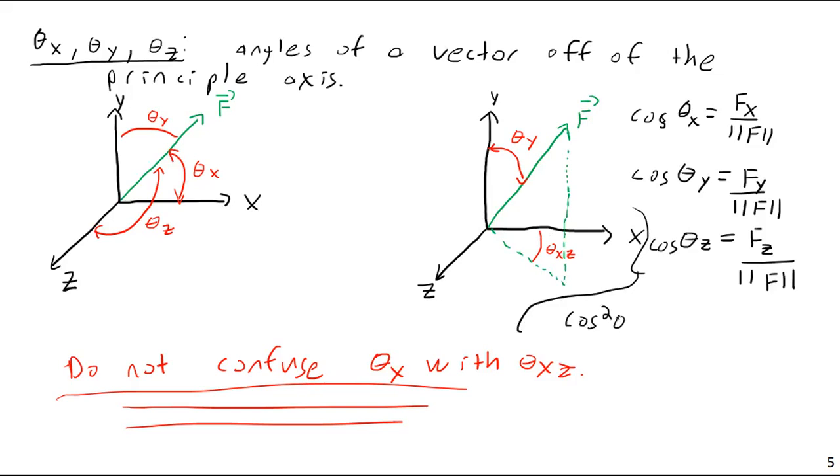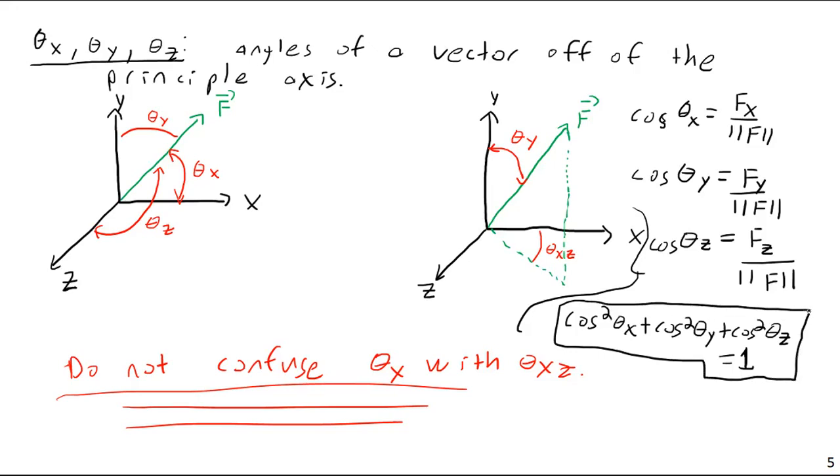Cosine squared theta x plus cosine squared theta y plus cosine squared theta z. All of this is equal to 1. That's kind of interesting. All right, so questions on that theory.